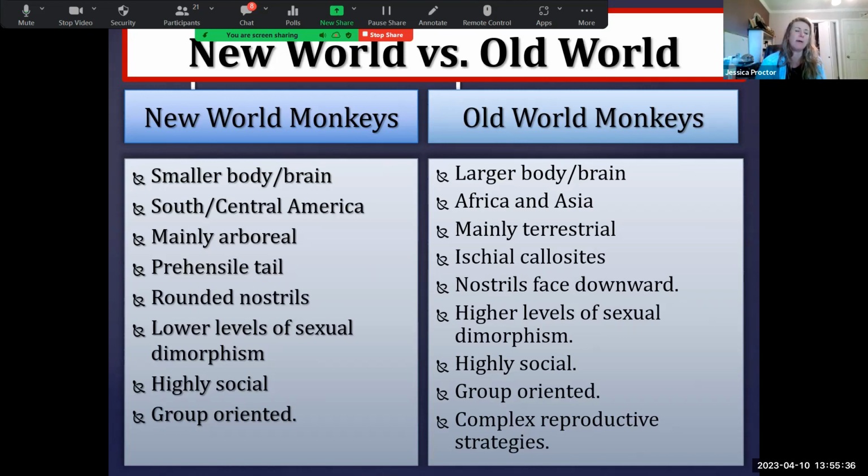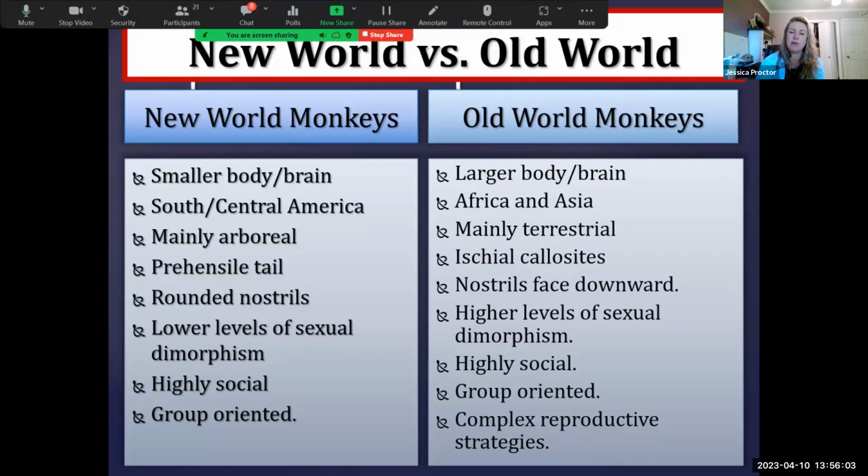So overall, the New World monkeys are going to have a smaller body and brain, whereas the Old World monkeys tend to have a larger body and brain. Geographically speaking, we find the New World monkeys in South and Central America. We find the Old World monkeys in Africa and Asia. New World monkeys tend to be mainly arboreal. Now, that doesn't mean they don't occasionally come down to the ground. Of course they do, but it just means that they spend most of their time in the trees.